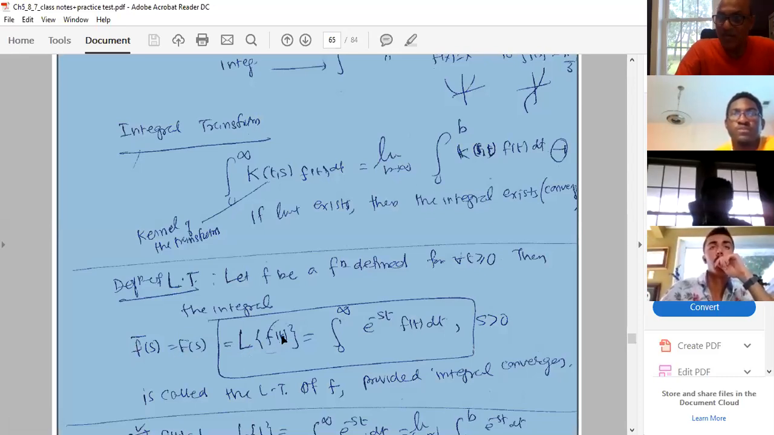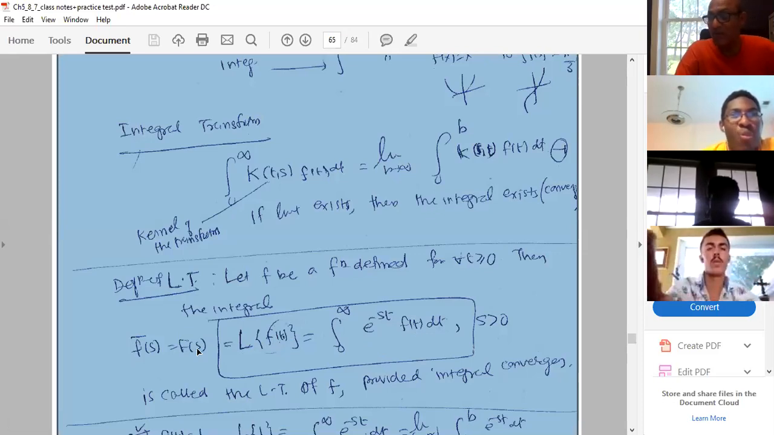That means my function of t is converted into a function of s. So the Laplace transform of a given function means the answer must be in terms of the parameter s. And if you go in the reverse way, taking the inverse Laplace transform, your question starts with the parameter s and you come back to your function f of t.